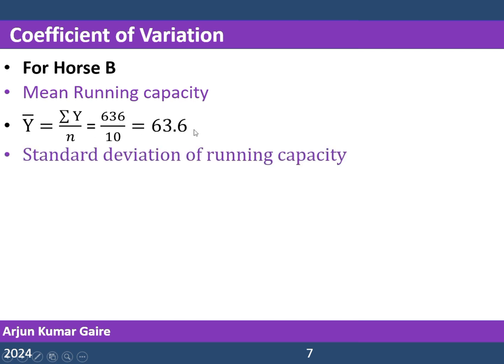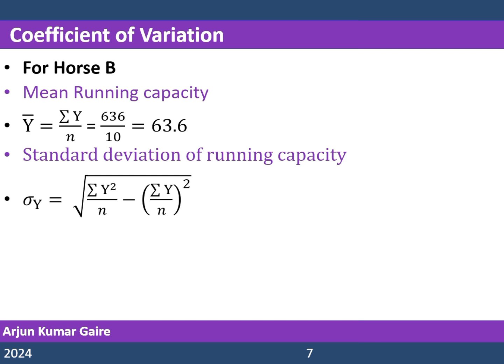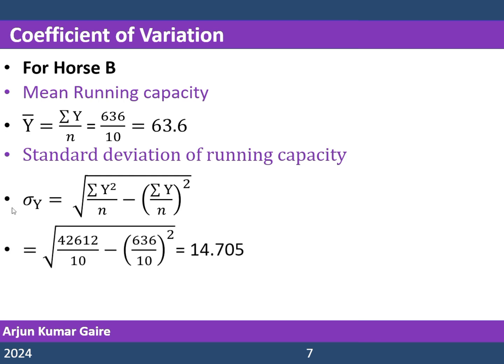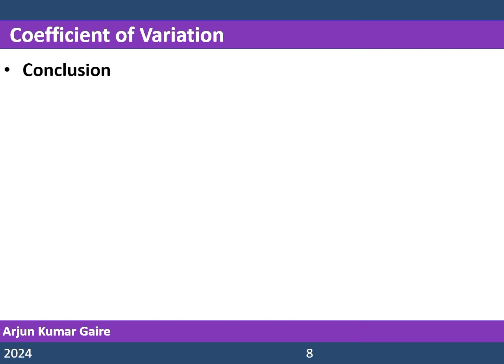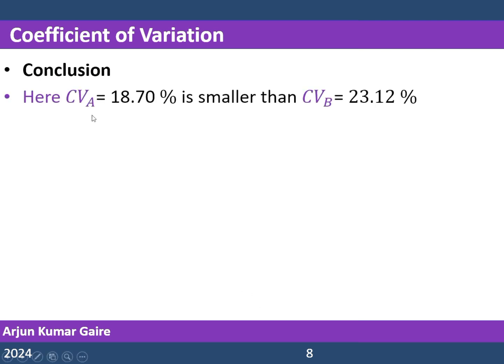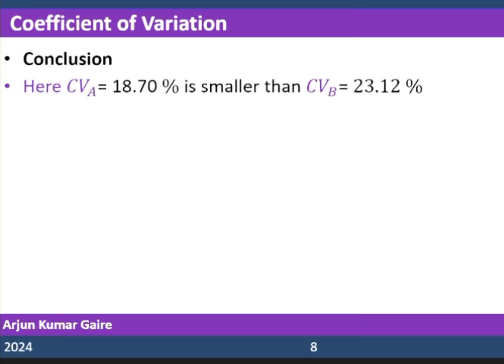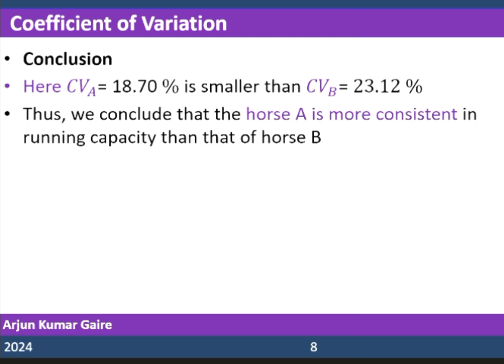The standard deviation of running capacity, that is sigma of y, is computed as 14.705, and the coefficient of variation for this horse B is computed as 23.12%. In conclusion, here the coefficient of variation of horse A, 18.7, is smaller than that of horse B. So thus we conclude that horse A is more consistent in running capacity than horse B.